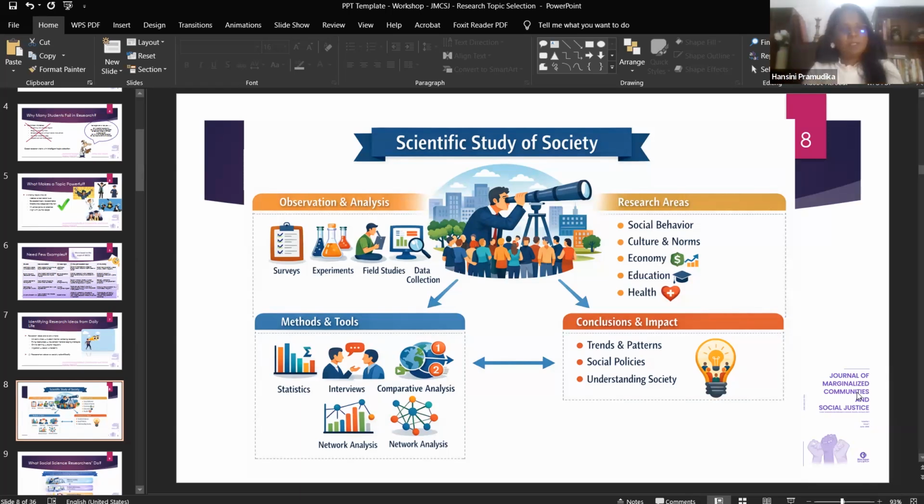And culture and norms, right? So there are participants from different continents of the world.